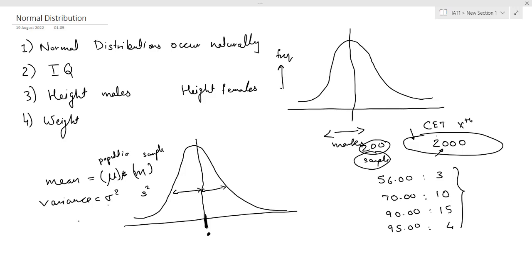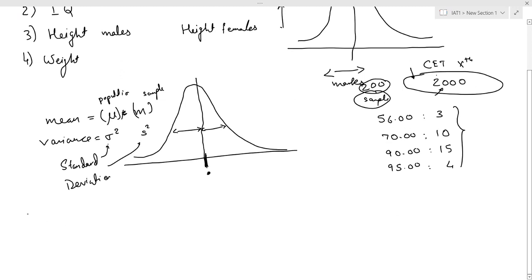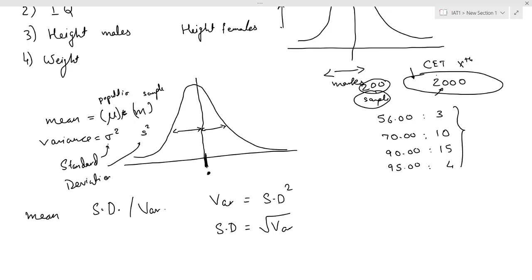where sigma or s is your standard deviation, right? So these are the important terms that you have to remember. What are the two important terms in normal distribution? One is mean, and second, you can remember either standard deviation or variance. Remember, variance is equal to standard deviation square, or standard deviation is equal to square root of variance. However you want to remember it, just remember these two things, right?